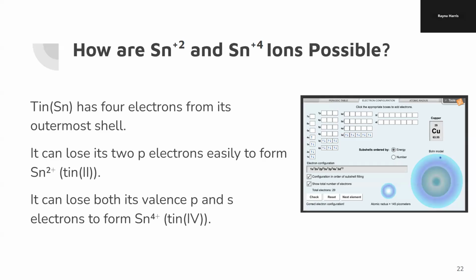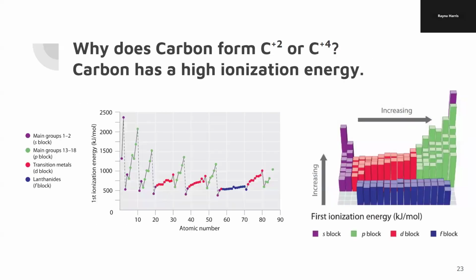It has 2p electrons and 2s electrons. So it can lose both of its p electrons and become Sn2+, or it can lose all 4 of its valence electrons and become Sn4+. You don't have to memorize all of these, but it's good to know the logic. So if we look at Sn, it says it can form a 2+ and a +4. But it's always losing the valence electrons.